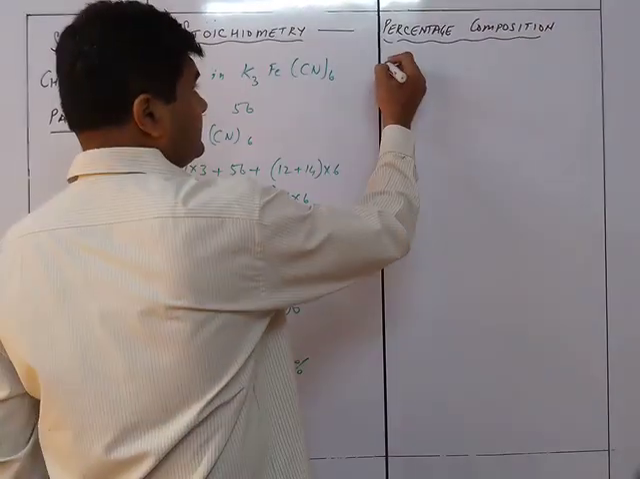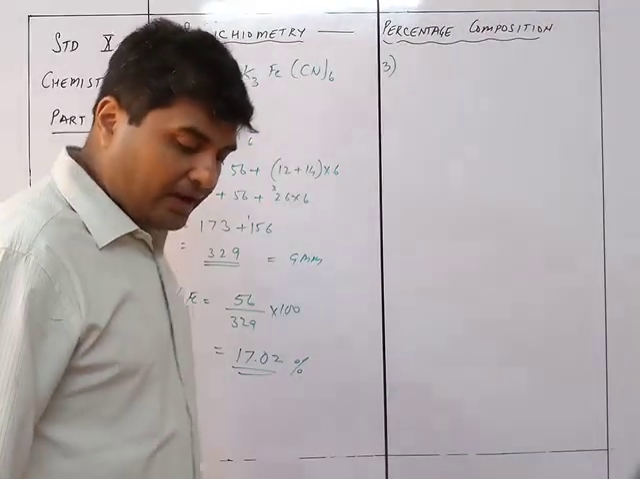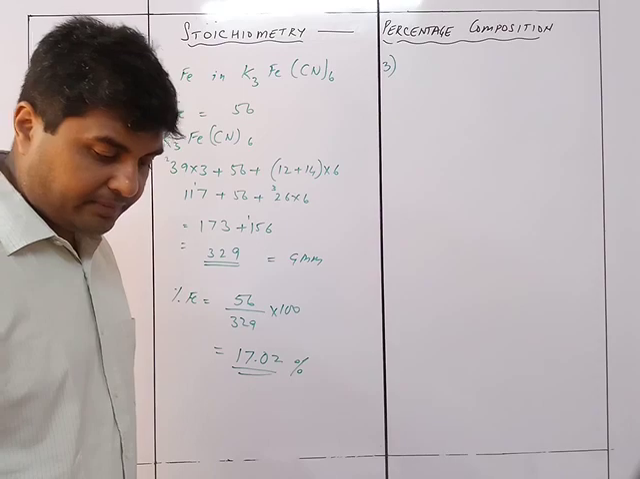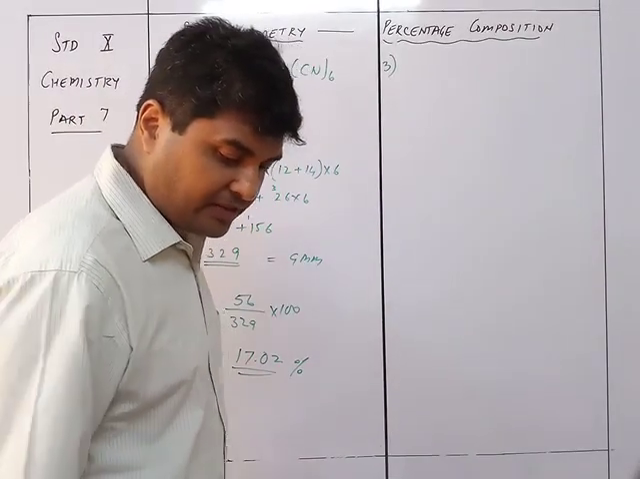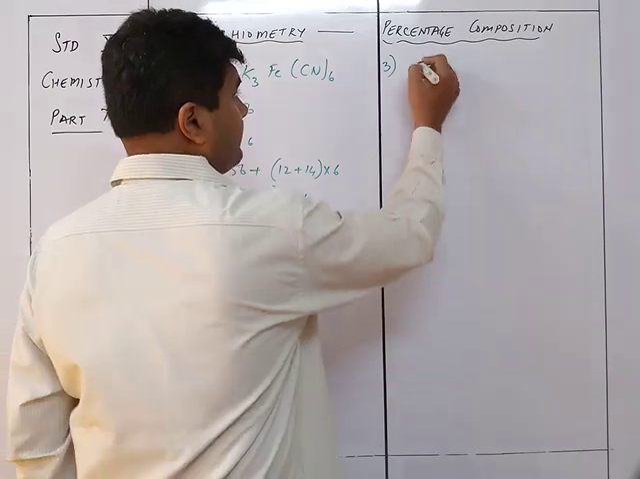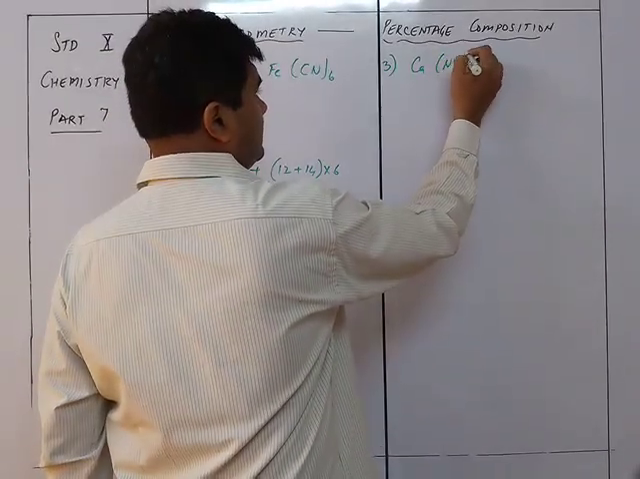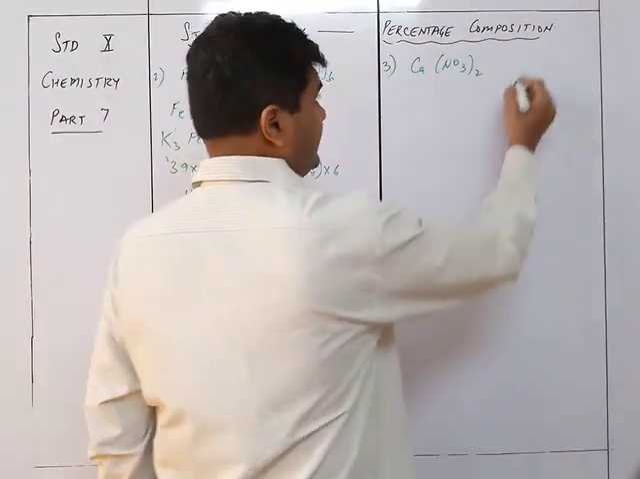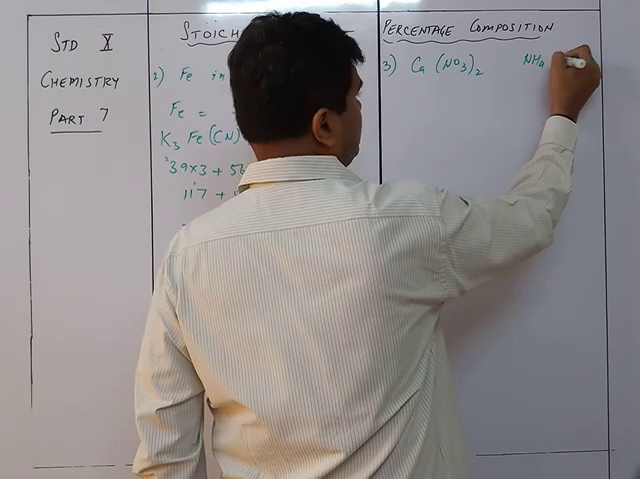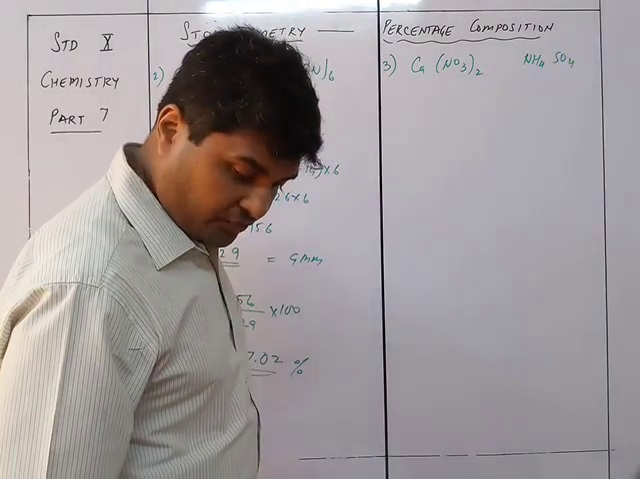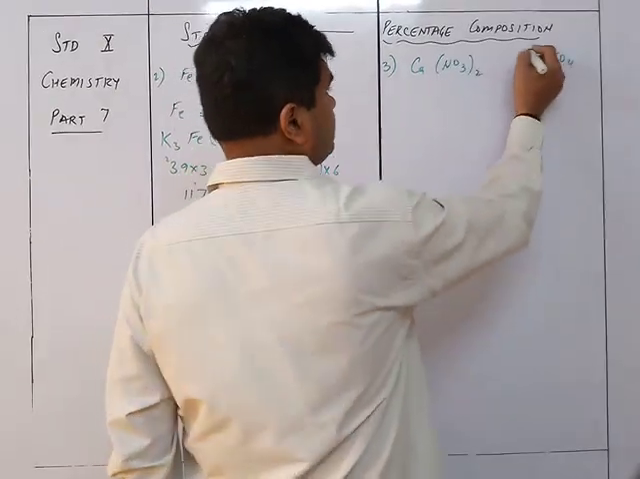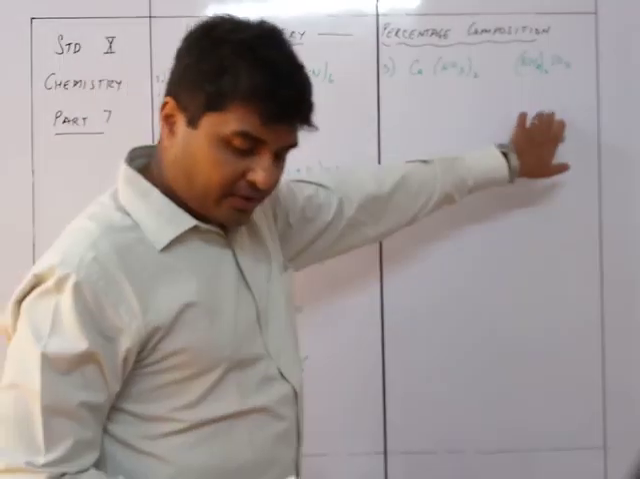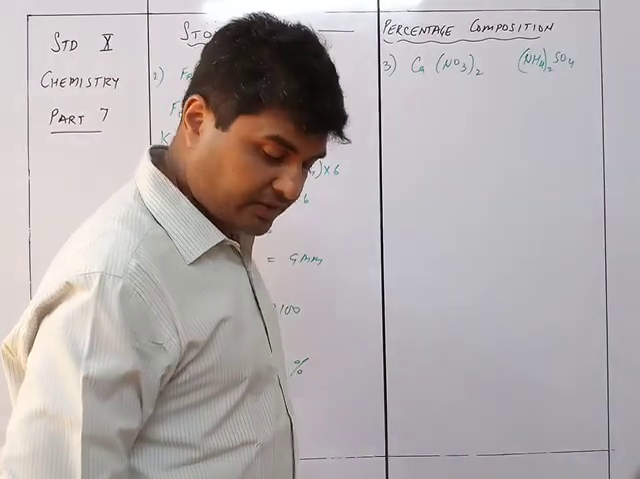Now we move on to the third sum. Calculate which of the following, calcium nitrate and ammonium sulfate, has a higher percent of nitrogen in them. So you got over here, first is calcium nitrate, that is Ca(NO3)2, and second one is ammonium sulfate, (NH4)2SO4. So we need to find out the percentage of nitrogen in this case and percentage of nitrogen in this case, and find out which has got more percentage of nitrogen.